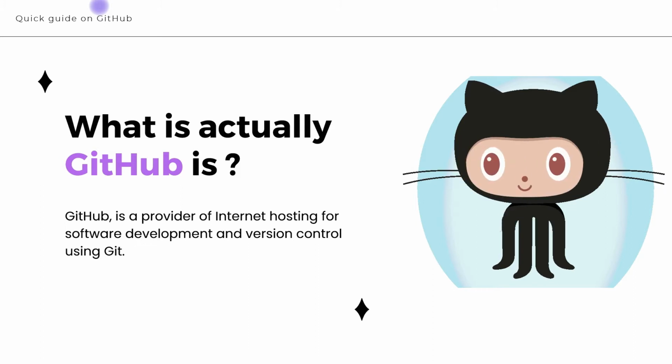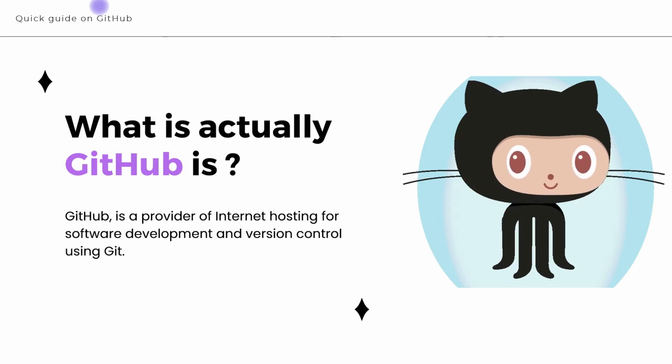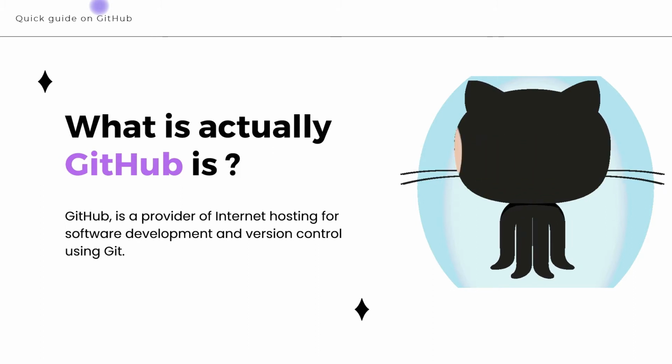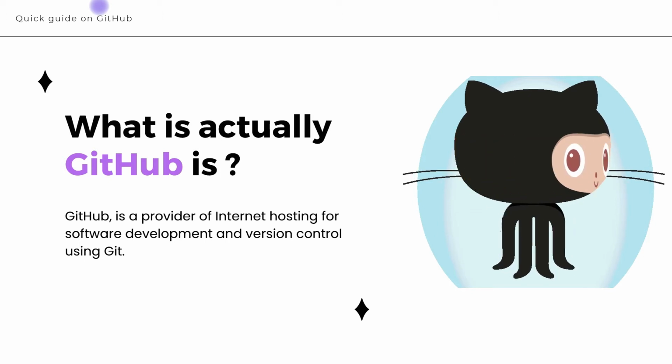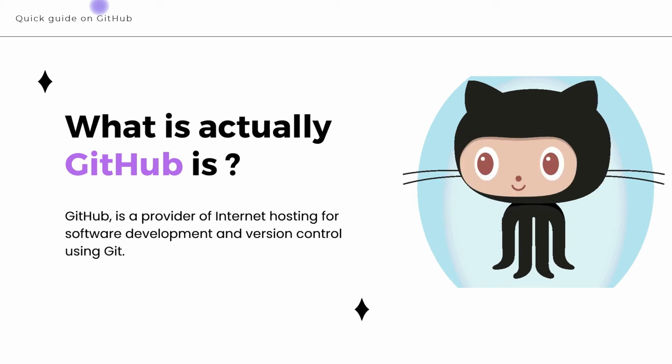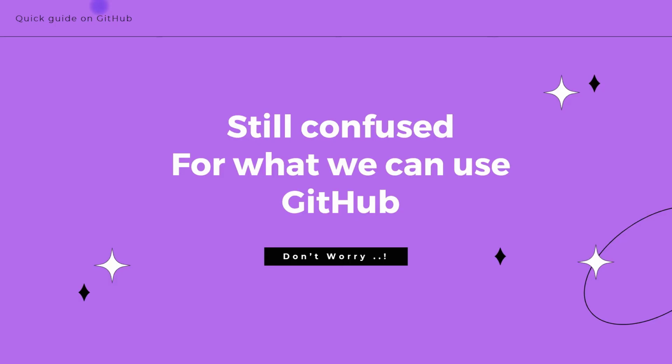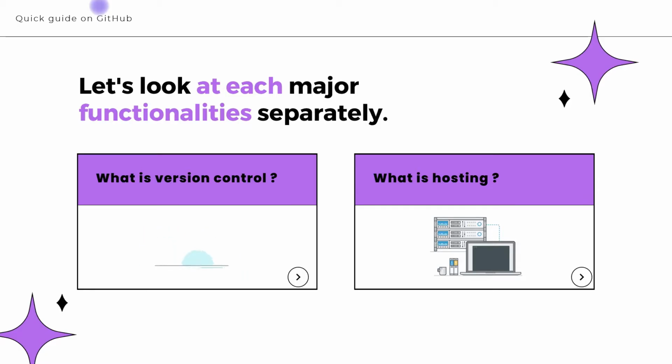So GitHub is basically a platform which allows you to host a website or software and allows you to version control your software. Still confused about what we can use GitHub for? Don't worry, I'm here to help you with that. Let's look at each major functionality separately. So what is version control and what is hosting in GitHub?